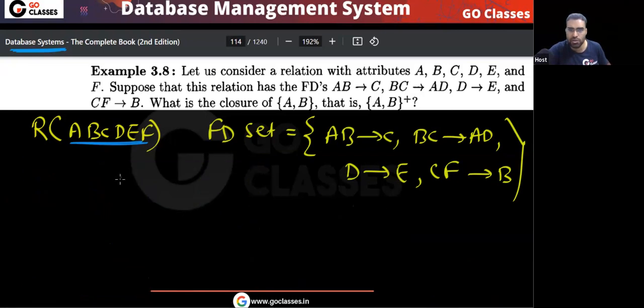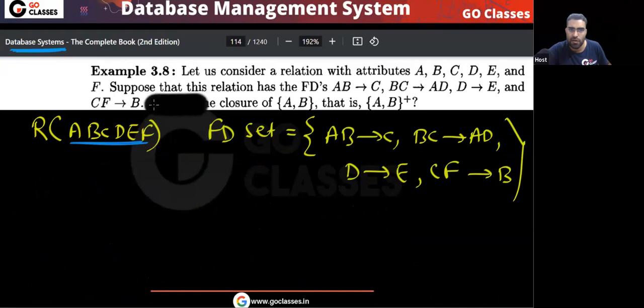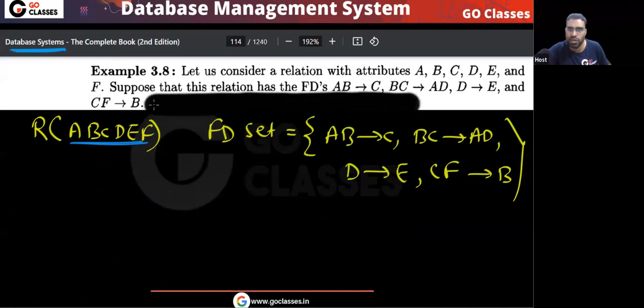Tell me one thing, in this question, forget about the question. Now you tell me, who has the power to bring F? If you want to determine F, who has the power? Which attribute has the power to determine F? Please tell me. To determine F, which attribute? F itself, no one else.